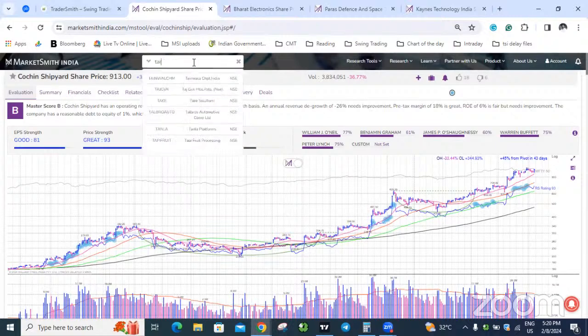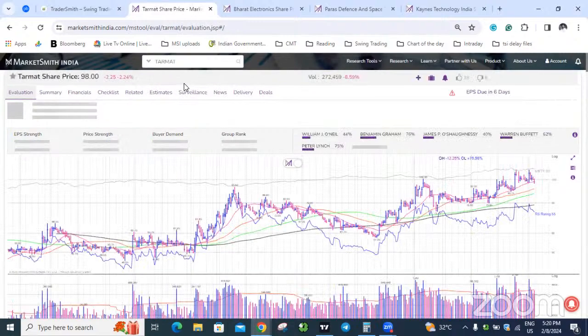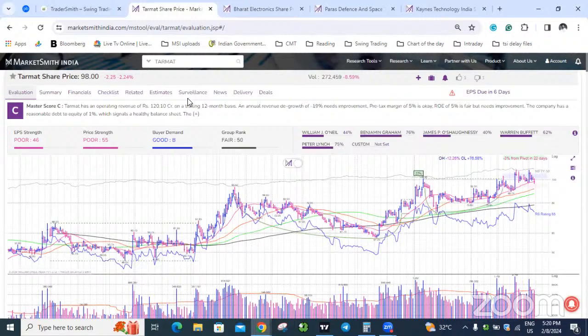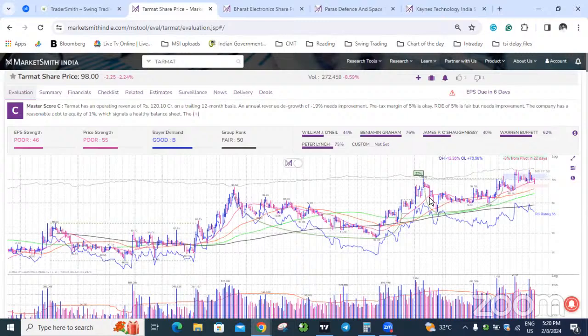So I think Tarmat is more or less sideways and one of the underperforming kind of stocks. If you are holding, as such, there is no negativity. Hold this stock unless and until it is trending above 85. There is no sign of any problem, but relatively, this Tarmat is an underperforming stock.